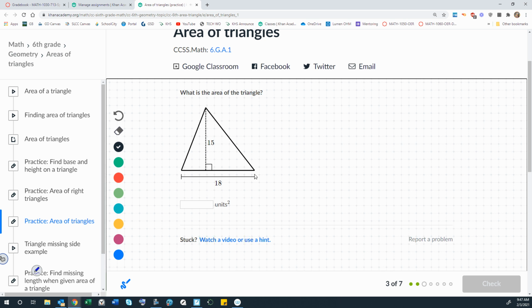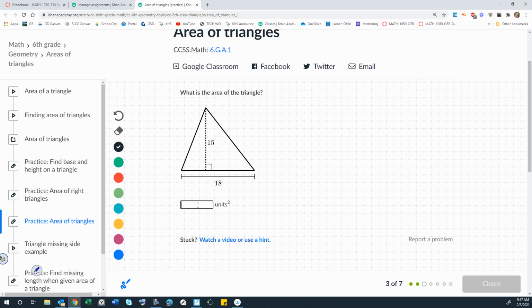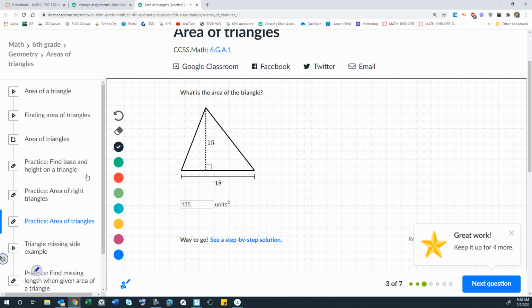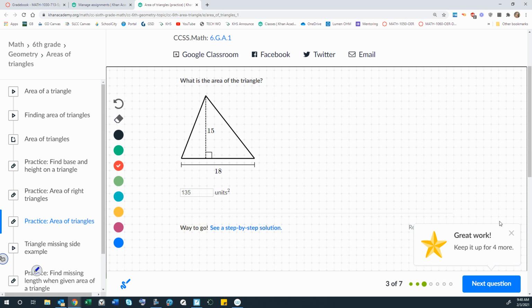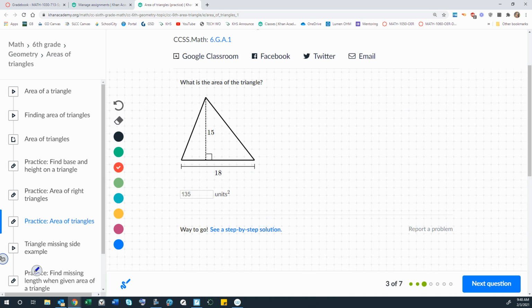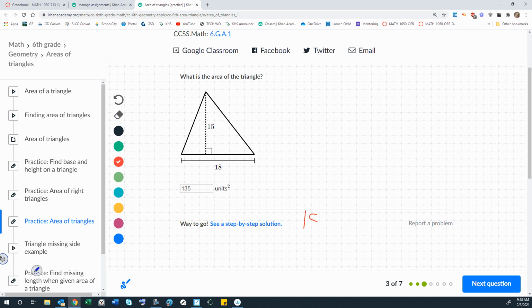Here's another one with a base of 18 and a height of 15. We don't even have any extra numbers to ignore in this one. So all we have to do is 15 times 18 divided by 2. So in this case, this answer would be 135. So all I did on that one was my base was 18. Base is 18. The height was 15. And then I divided it by 2 and got the 135.